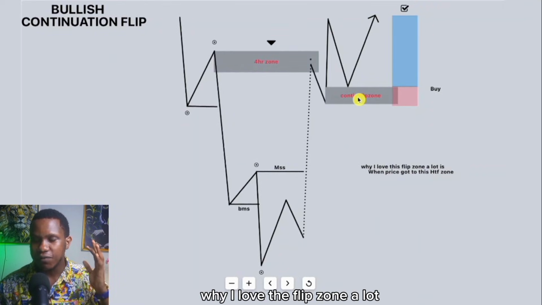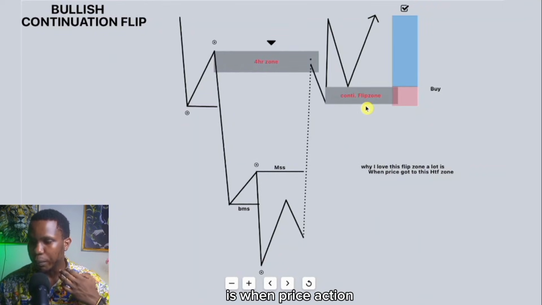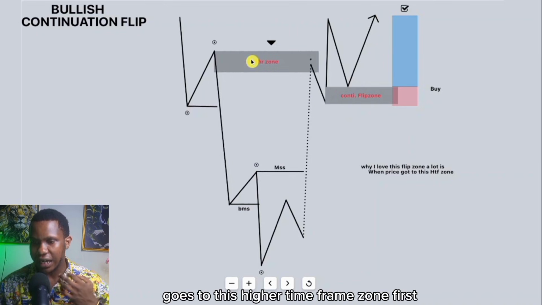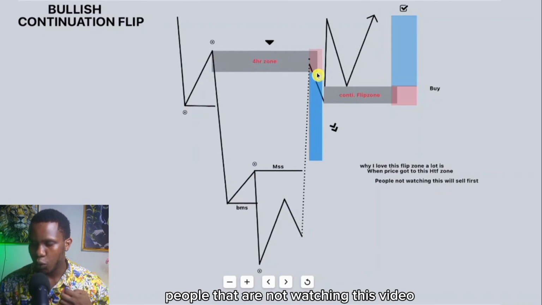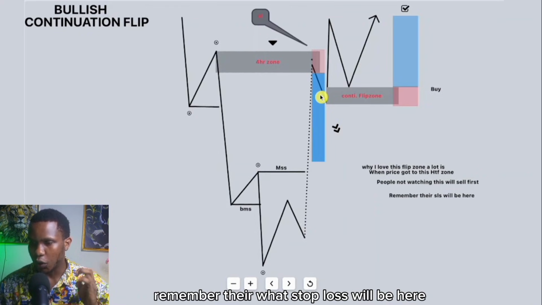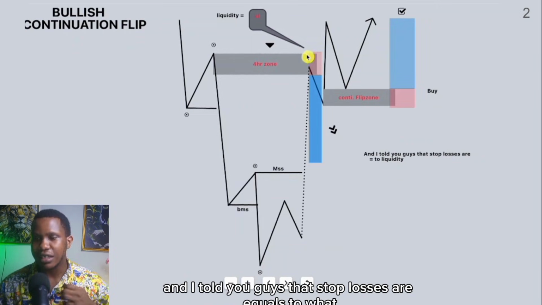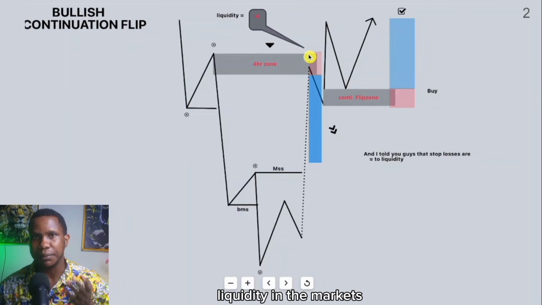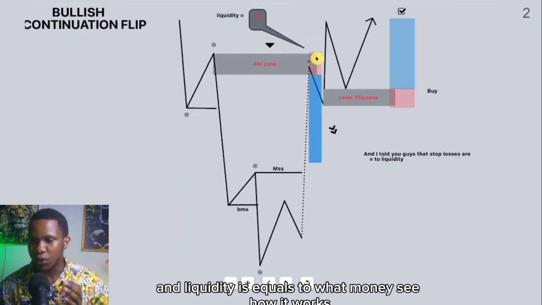Why I love the flip zone a lot is when price action goes to this higher time frame zone first, people that are not watching this video first of all made a sell first. Remember, their stop loss will be here. And I told you guys that stop losses are equal to liquidity in the markets. And liquidity is equal to money. See how it works.